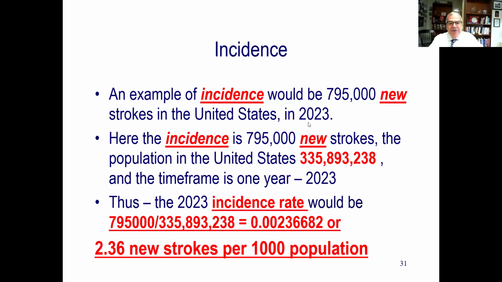And this is what we saw in 2023. The incidence now is 795,000 new strokes. The population of the United States is 335 million people, and the time frame is this one piece in 2023. Thus, the 2023 incidence would be basically 2.36 new strokes per thousand population.